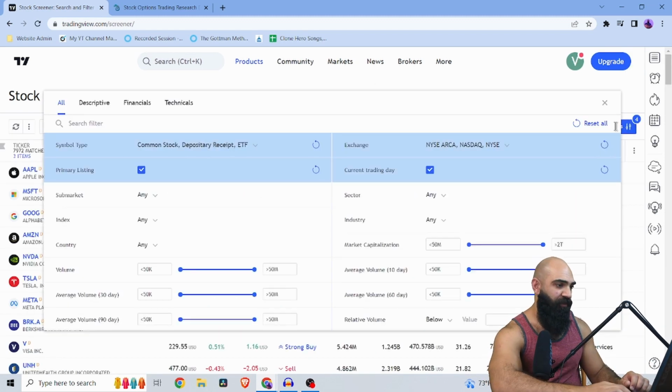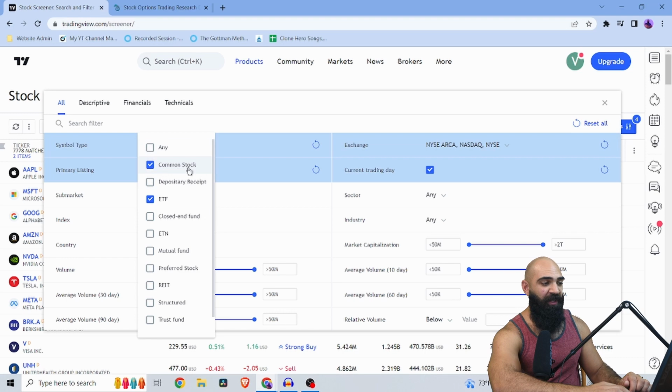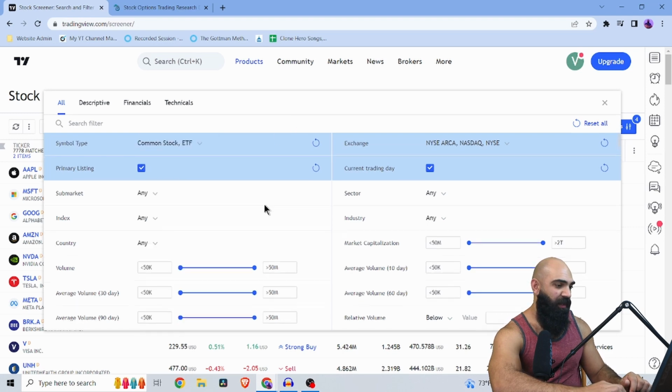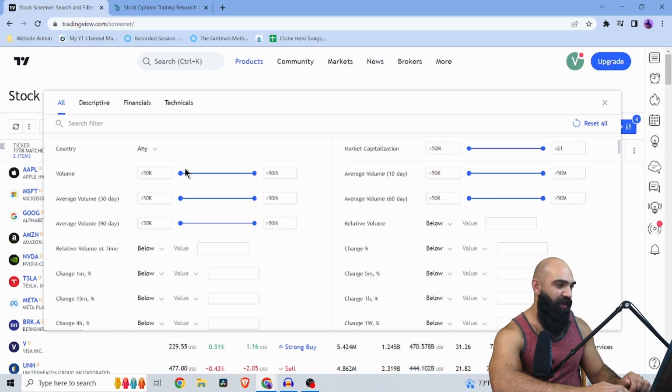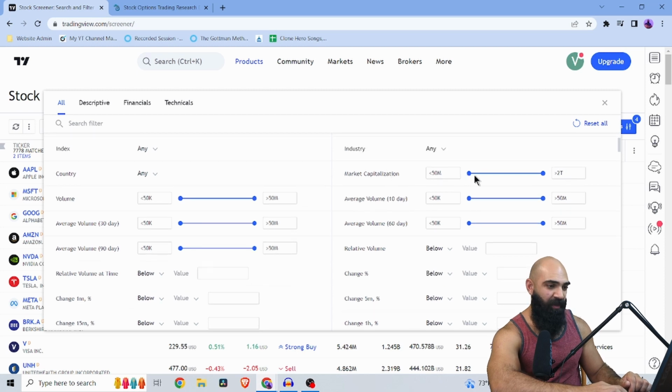So let's start with the filters on TradingView. Typically, I'm only going to trade common stocks and ETFs. And then your volume wants to be pretty high. But I'm not really going to change these because I just organize by volume. So that's not a big deal to me. But I really only like trading large market caps. So I'm going to pick something large. I kind of want over 1 billion. That seems decent enough for me.